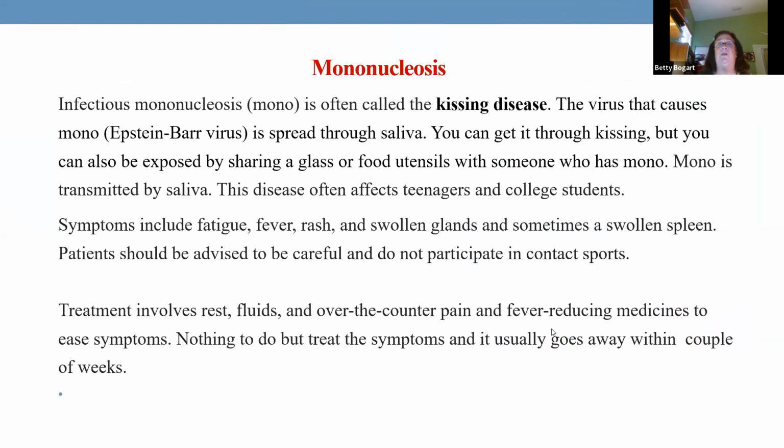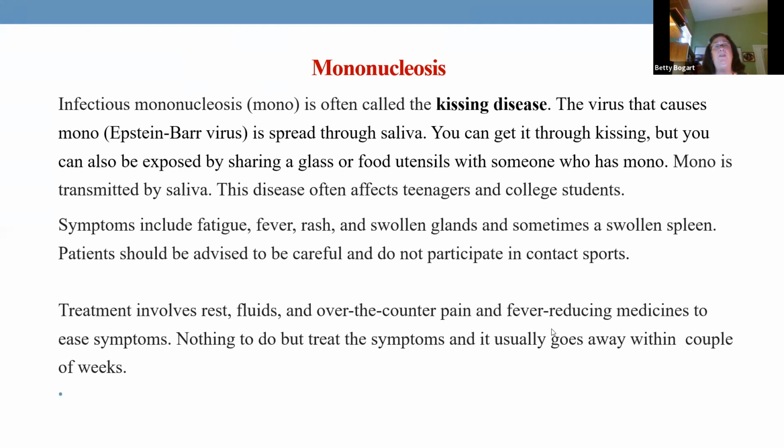Now, mononucleosis is a disease that people say is just a kissing disease. It is a virus, the Epstein-Barr virus. You present with a sore throat, fever, rash, tiredness, and not feeling too good. You might feel a swollen spleen, or you may not.